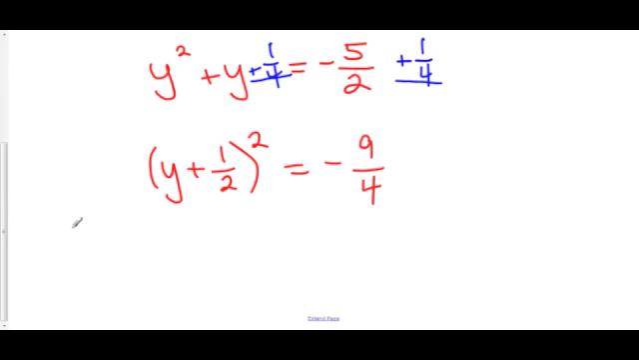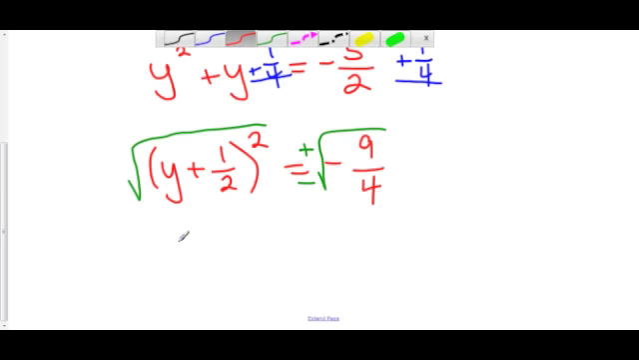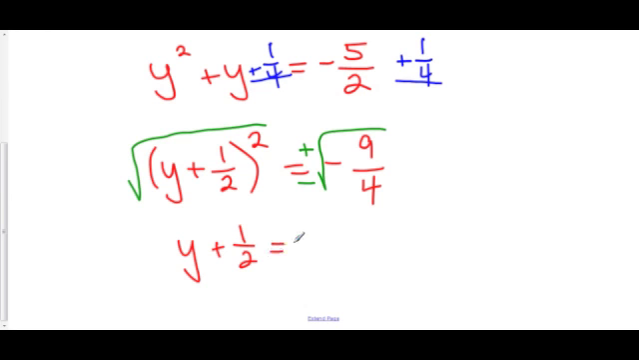And now we can take the square root of both sides, of course remembering to include the plus or minus in front of the -9/4. So here we have y plus 1/2 is equal to plus or minus the square root of -9/4. Well, we can take out the i, and then the square root of 9/4 is 3/2. This is plus or minus 3/2 i.